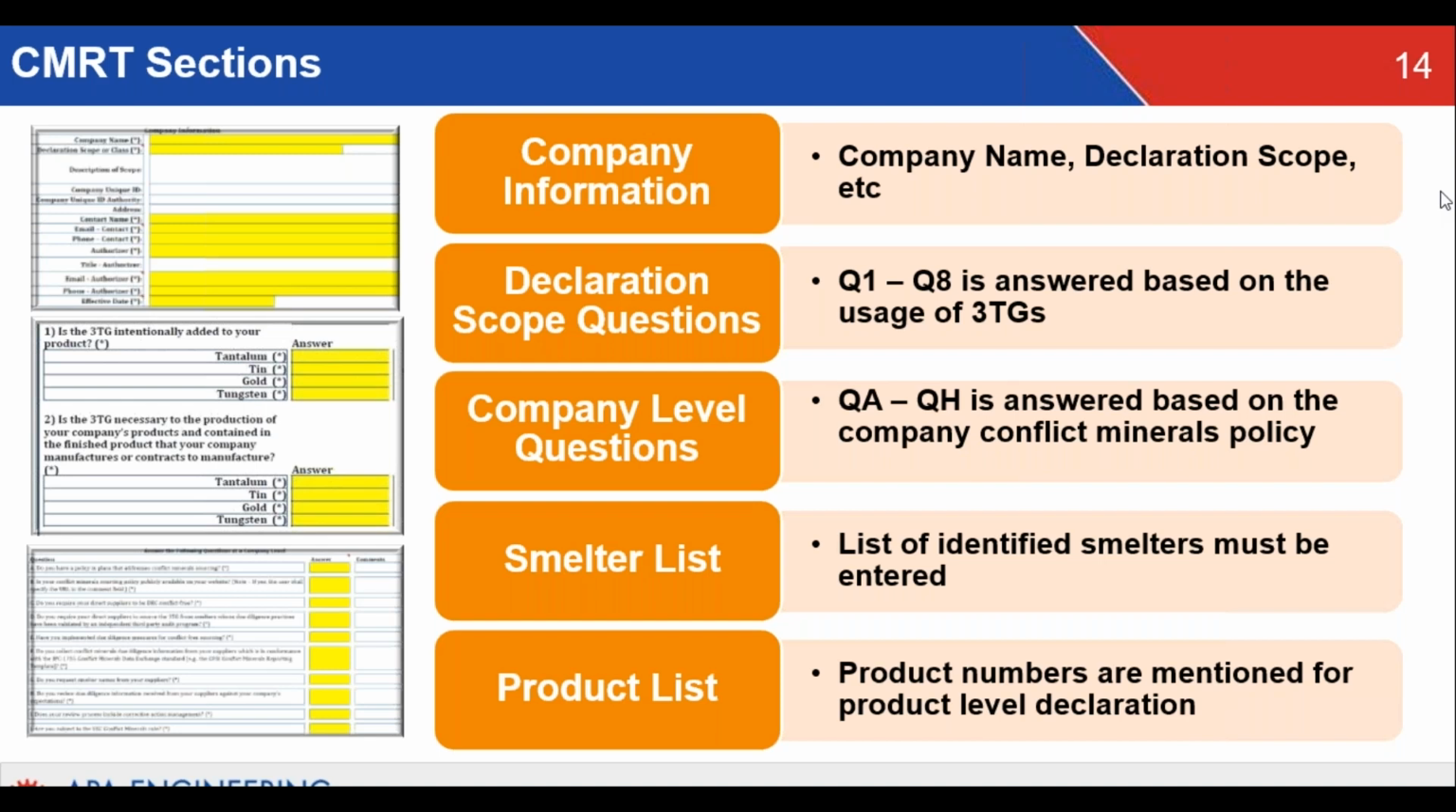The second is declaration scope questions. Mostly these are related to the usage of conflict minerals in your organization. You have to state whether you have used them or not, so they are mostly declarative. The third is company level questions, which are mostly based on the policies that your organization has with respect to conflict minerals. The fourth section is the list of smelters that must be entered, which we will talk about in detail over the next few slides. And then you also have the product list, which is mostly required for people who have the declaration scope as product level. If you are going to declare on a company level, you would not be required to fill up this product list. Moving over to the next slide.